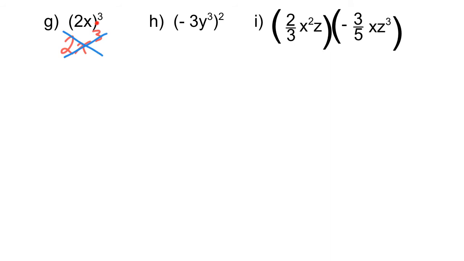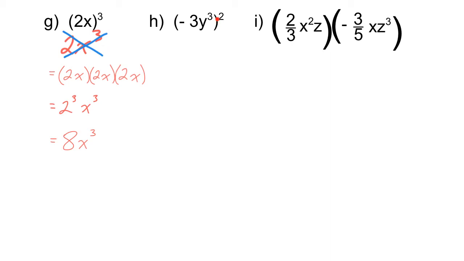So if I expanded this out, it would be 2x times 2x times 2x. Well, that's 2 to the exponent 3, x to the exponent 3. So 2 to the exponent 3 is 8. So this is actually 8x to the exponent 3.